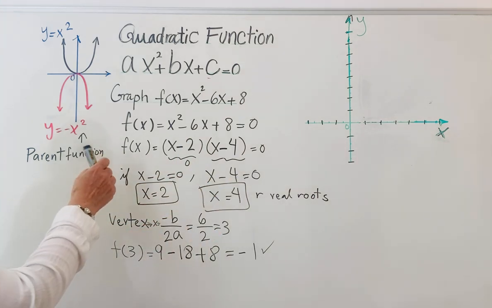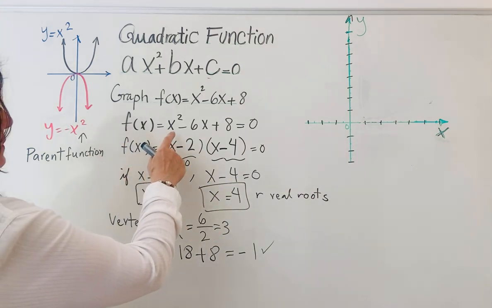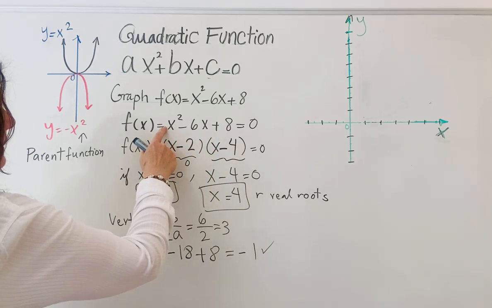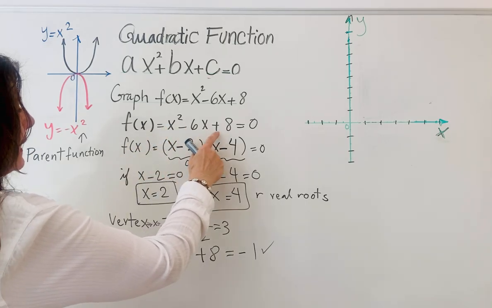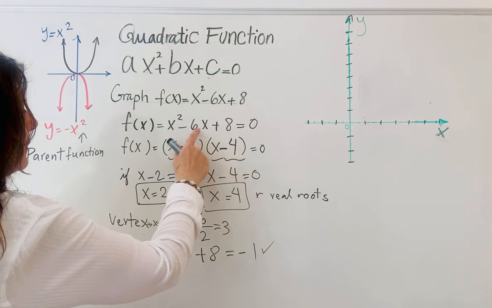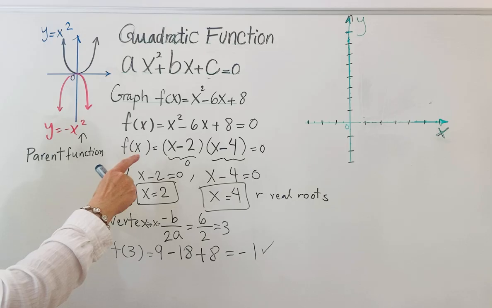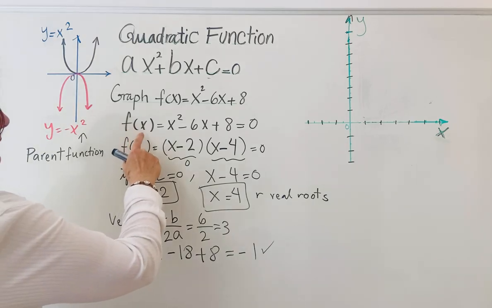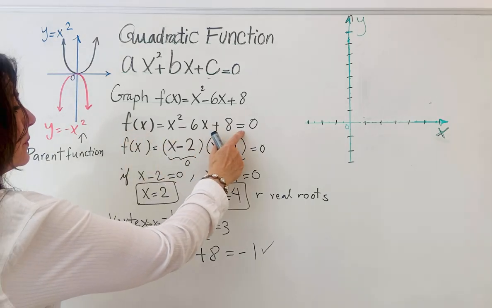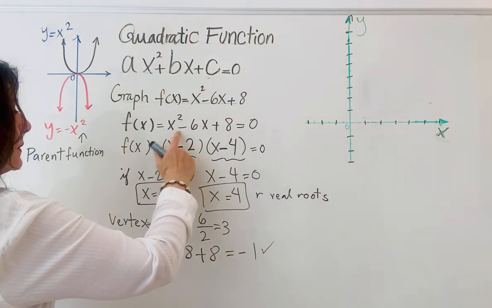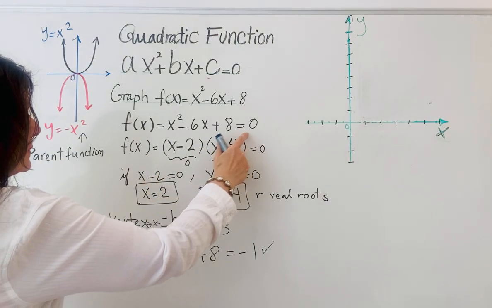But this time, I think the easiest way is factoring, because the leading coefficient is 1, and this can be the product of two numbers, and this can be the sum of two numbers. This is much easier. Okay, f of x, this one, equals 0. In order to get the roots, we need it to be equal to 0.